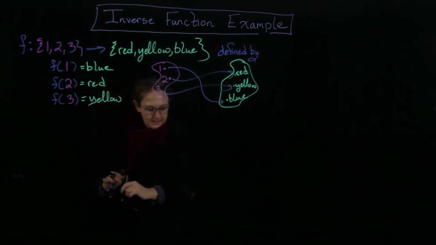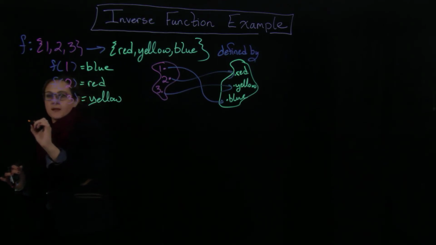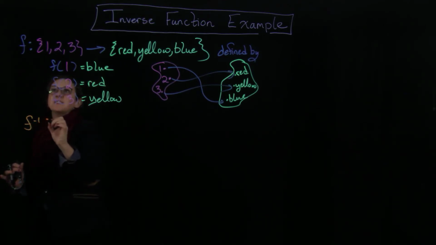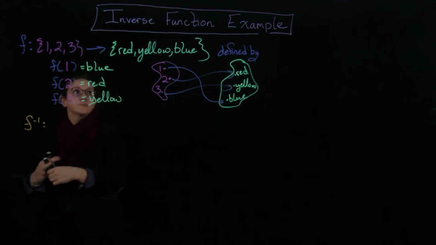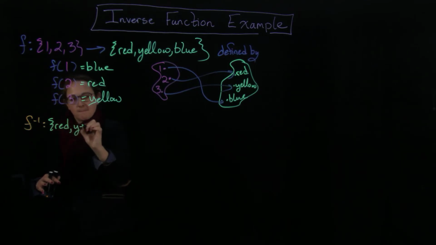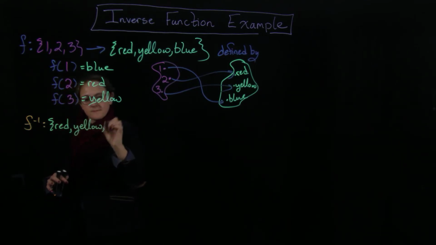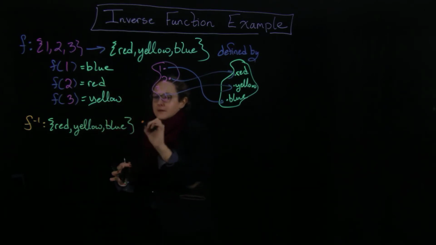Okay, and now it has an inverse. So what would the inverse look like? So f inverse, and what is this going to do? This is going to take red, yellow, blue, and we're going to go to 1, 2, 3.